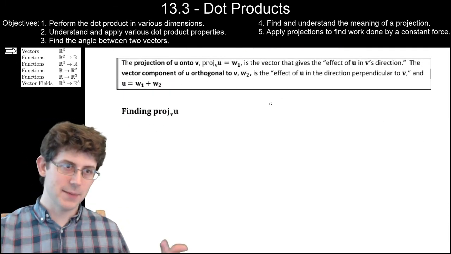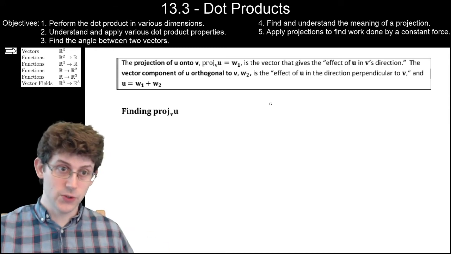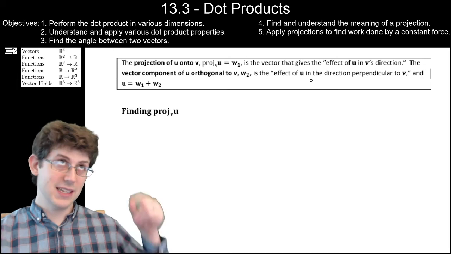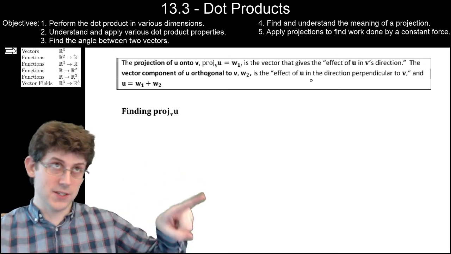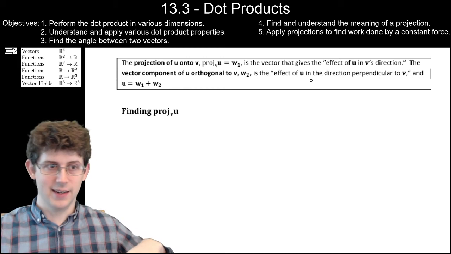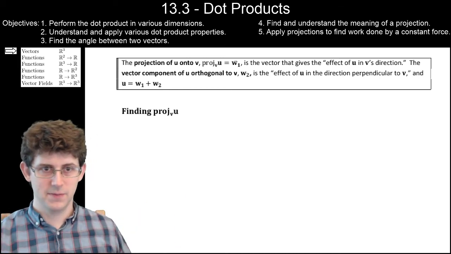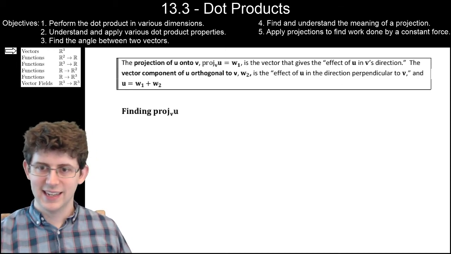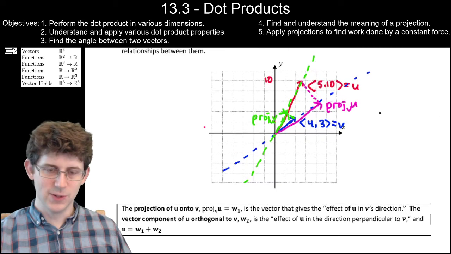Okay, so here's the summary. The summary is that the projection of u onto v is written this way, is the vector that's like, what's the effect of u if you are restricted to it working in v's direction? And then, yeah, the other way is the other direction. What can we actually do with these?